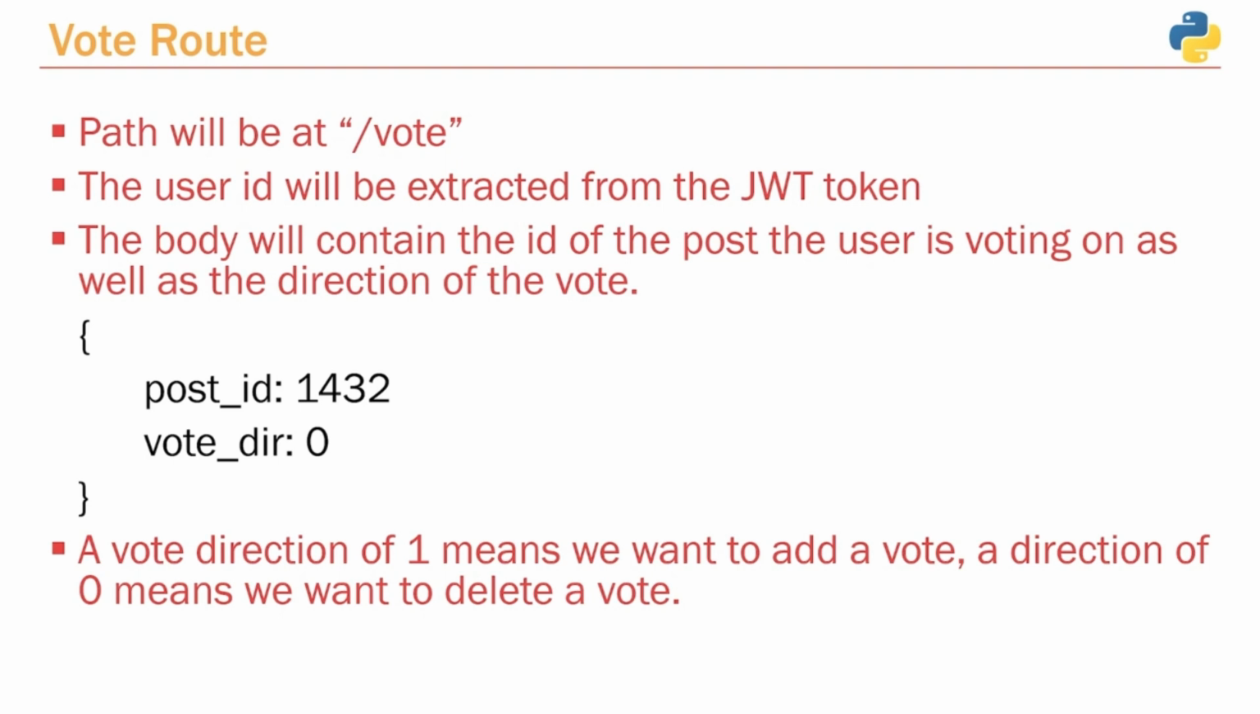Now the user ID, the ID of the user who's trying to vote on or like a post, is going to be extracted from the JWT token, so we don't need to include it in the body. However, the body itself is going to contain two pieces of information: the ID of the post we're trying to like, as well as the direction of the vote. What I mean by direction is, do they want to like the post or remove their like? Maybe you accidentally clicked on a post, but you realize you don't want to like it, so you click it again to remove that. A vote direction of 1 means we're going to like the post, and a vote direction of 0 means we're going to remove our like of the post.